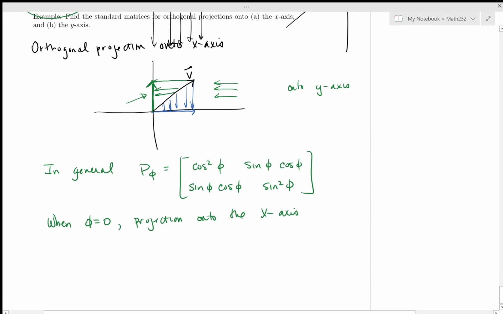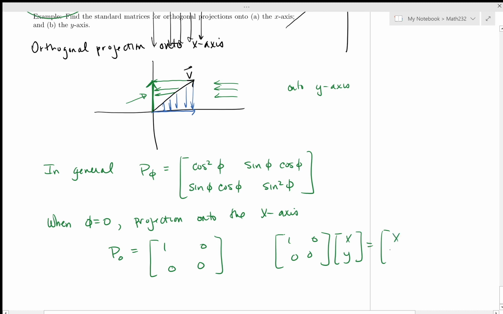So that is going to be p of 0, and that is going to be the matrix with rows 1, 0 and 0, 0. If I multiply that by some vector x, y, what do I get? I get the vector x, 0. I get what's on the x-axis. I get the projection onto the x-axis.